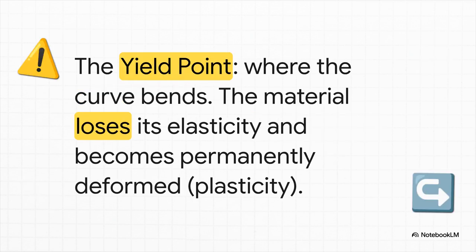But then, we hit the plot twist. It's called the yield point. You can see it right where the line starts to curve. This, my friends, is the point of no return. Once you go past this point, the material is now permanently deformed. We've just entered what's called the plastic region. Even if you let go of the force now, it's never ever going back to its original shape.